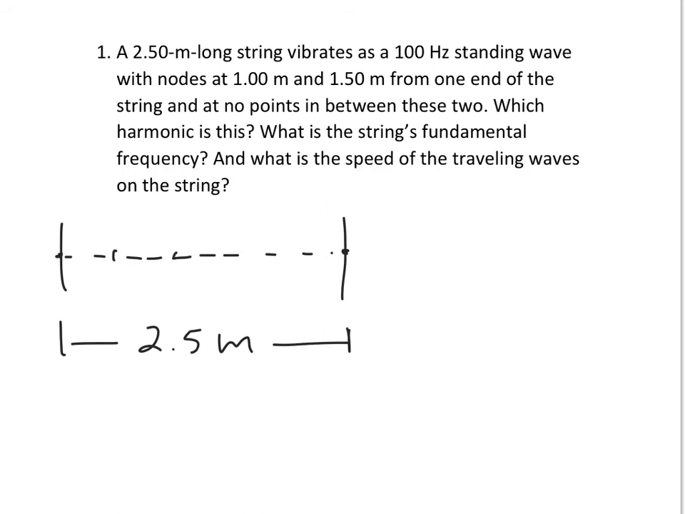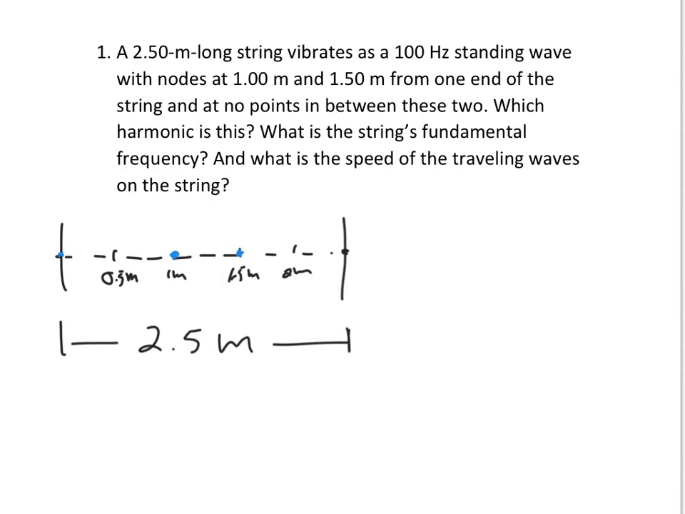So 1, 2, 3, 4. This would be 0.5 meters, 1 meter, 1.5 meters, and 2 meters. It tells us that there are nodes at 1 meter and 1.5 meters and no points in between these two. All that means is that the nodes are spaced 0.5 meters apart. It does not mean that these are the only two nodes on the standing wave.